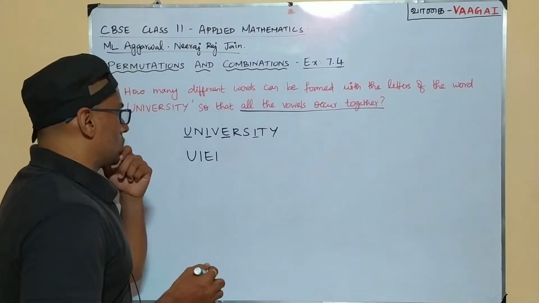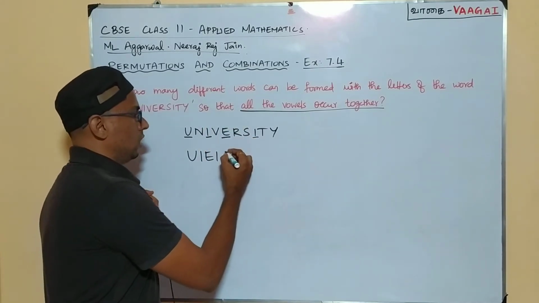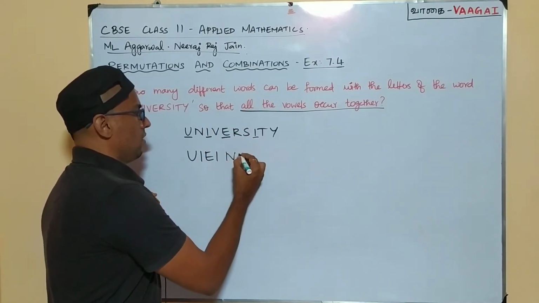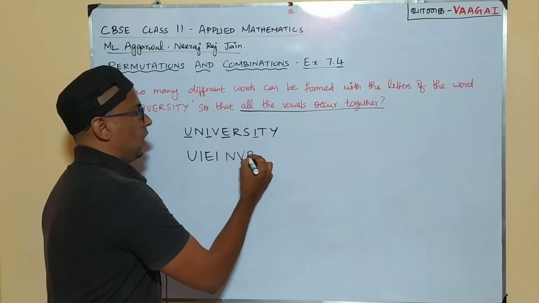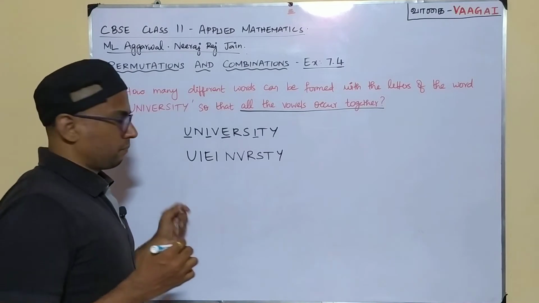Is it or not? So let's note those consonants also. So consonants are going to be the other letters. So they are going to be N, V, then R, S, T, Y. So these are going to be the other letters.